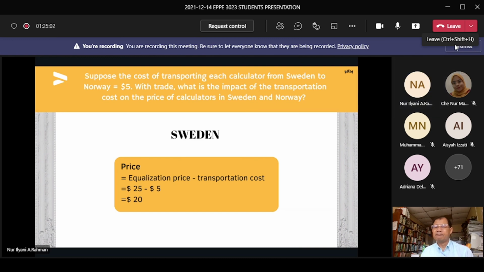Okay, I will continue for this question. Suppose the cost of transporting each calculator from Sweden to Norway equals $5. With trade, what is the impact of the transportation cost on the price of calculators in Sweden and Norway? So in Sweden, how to find the price? This is the formula: equalization price minus transportation cost, which is $25 minus $5 equals $20 in Sweden. Next slide.